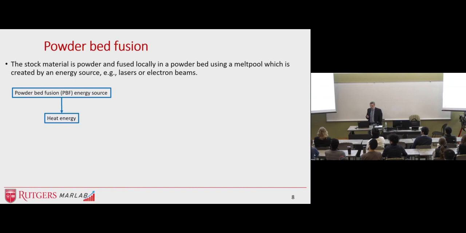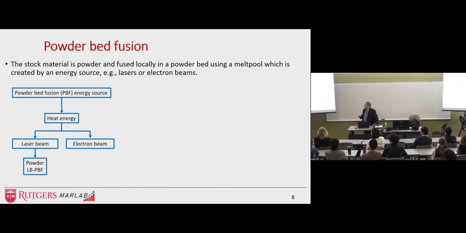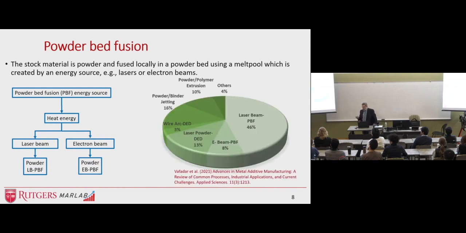And then we can have heat energy generated with it. We can use a laser beam, and then it's laser powder bed fusion. Or we can have an electron beam. In this case, we have the electron beam powder bed fusion process. And you can see the share of those two powder bed fusion processes amounts to 54% of all the metal additive manufacturing. So this is the big group of metal additive manufacturing techniques.